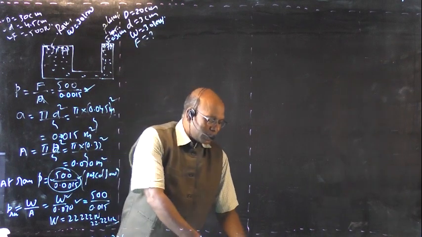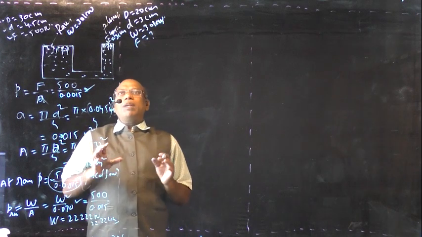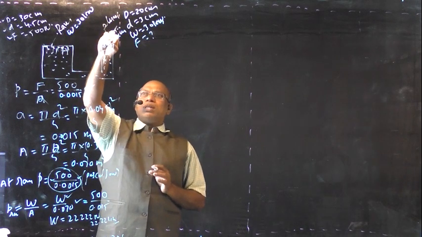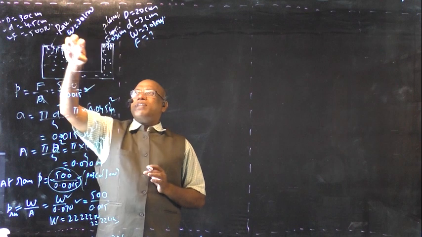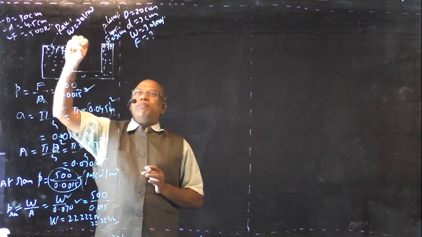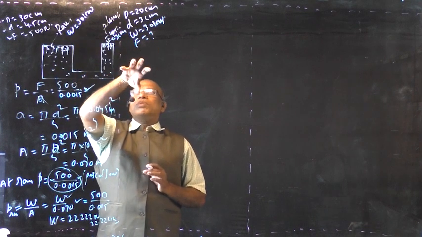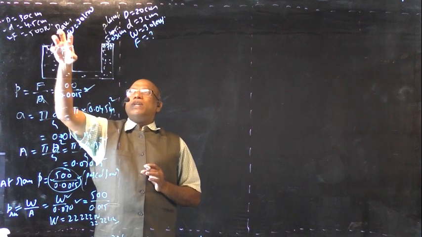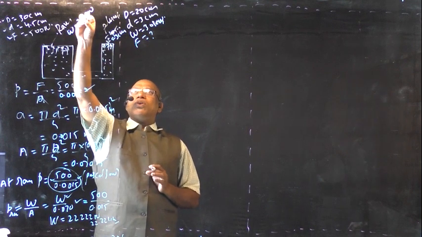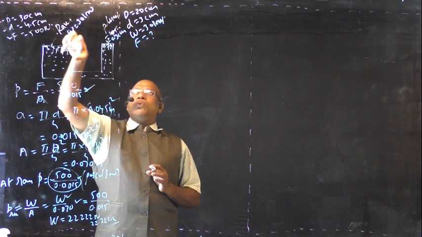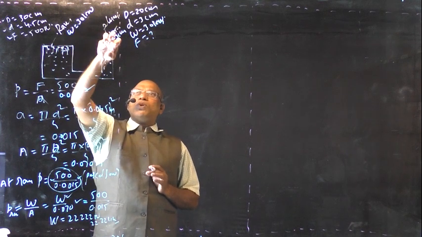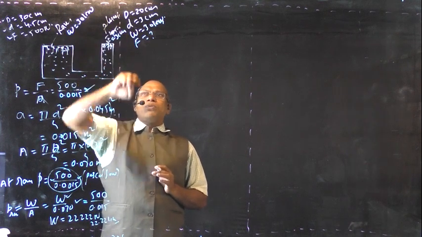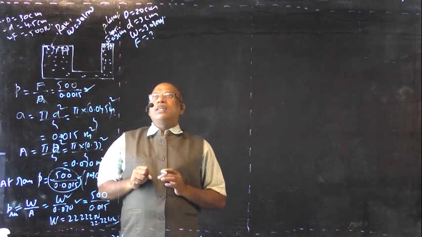This is the reverse direction. This is also like the earlier problem, but in the earlier problem they had given the force applied at the plunger, and we determined the weight lifted at the ram. But in this problem, the weight lifted at the ram is given, that is 30 kilonewtons. What is the force applied to lift this 30 kilonewtons weight? How much force is applied at the plunger? That we are going to determine here.